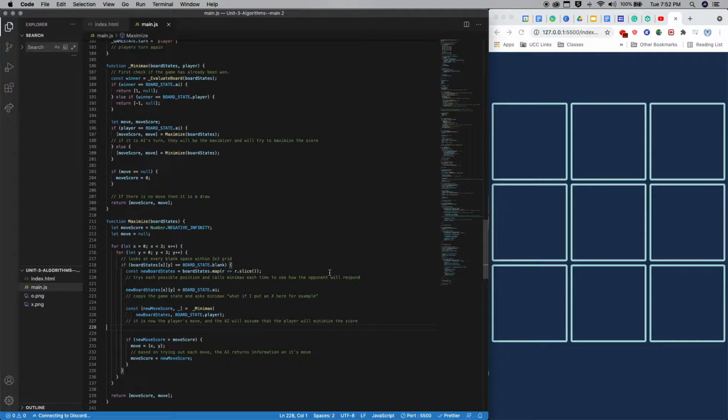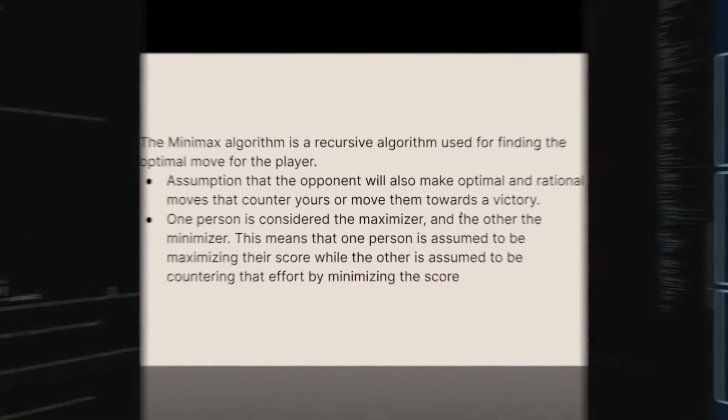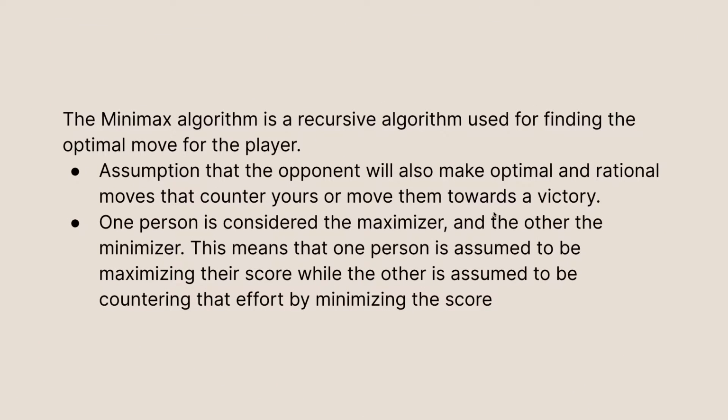Before we go any further, let's take a look at what the Minimax algorithm actually does. The Minimax algorithm is a recursive algorithm used for finding the optimal move for the player. There's an assumption under the Minimax algorithm that the opponent will always make the optimal and rational move that counters yours or moves them towards a victory.